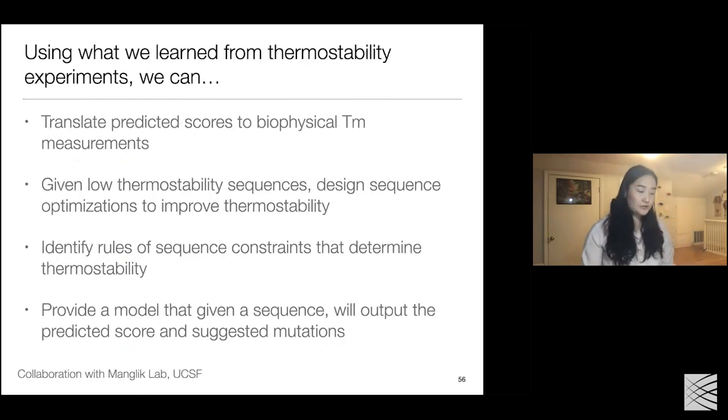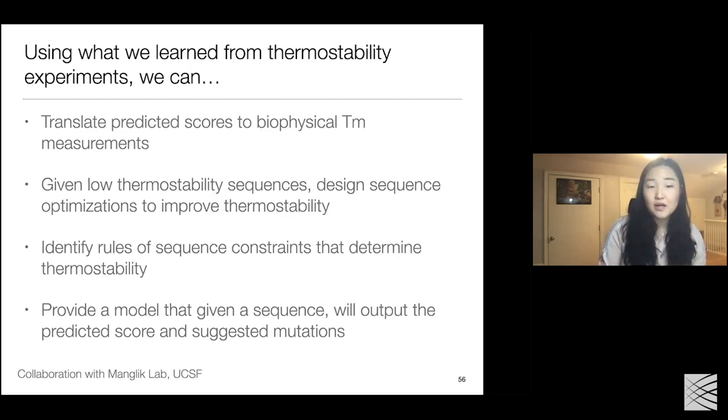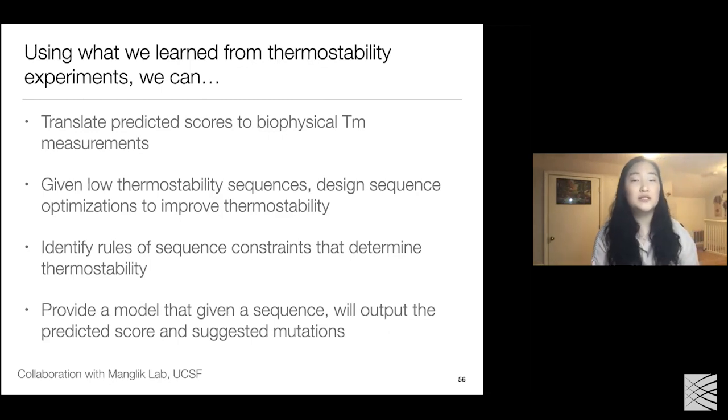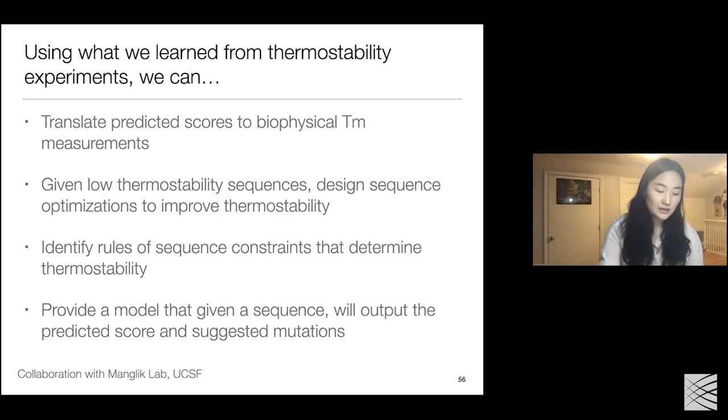Using what we learned from thermostability experiments, we can also translate these predicted scores to actual biophysical Tm measurements. In addition, we want to be able to say, for a given low thermostability sequence, that we can design sequence optimizations to improve its thermostability. We can also, through these models, identify rules of sequence constraints that determine thermostability. And as a resource, we will provide a model that, given a sequence, outputs the predicted score, the predicted Tm measurement, and suggested mutations to rescue the sequence if necessary.